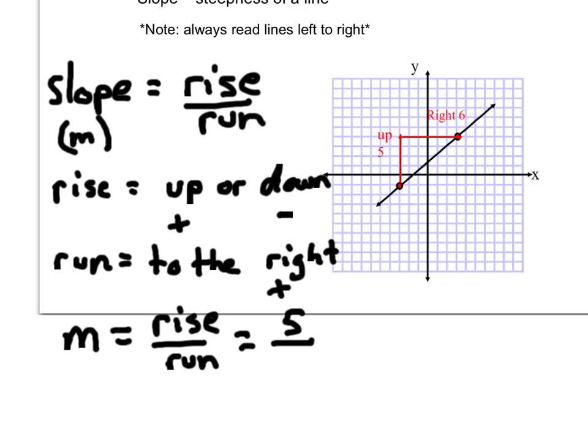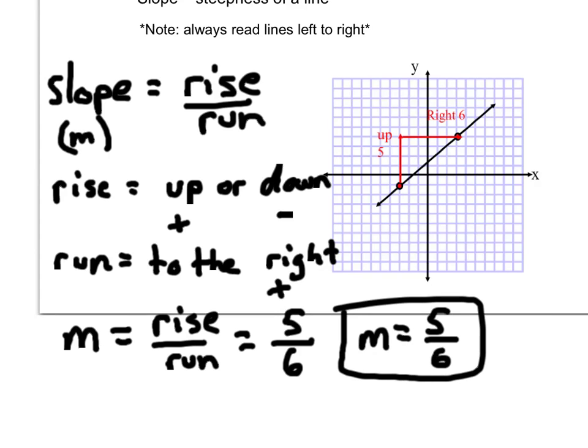And then my run is always to the right, so I go up 5, and then I have to go to the right 6, and it's always a positive number, so my bottom number is positive 6. So my slope is up 5 and over 6, or 5/6. So I'm going to write my answer as m equals 5/6 for my slope of this line. Alright, let's go on to another example.